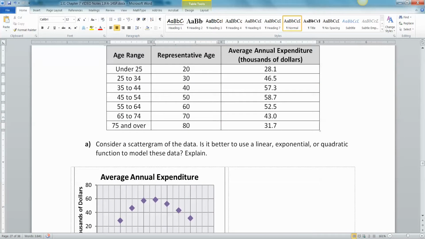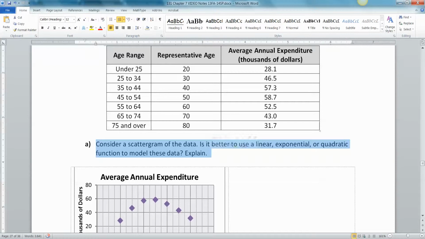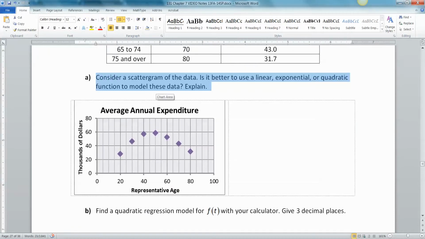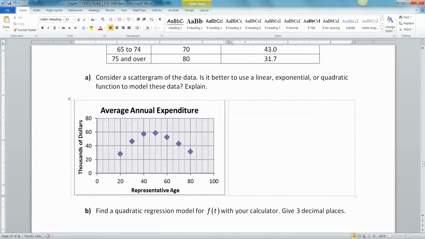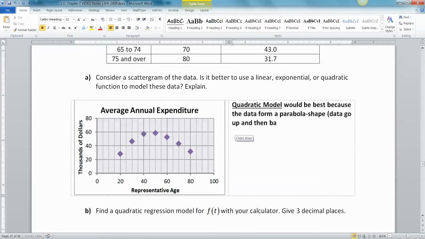All right, so let's consider a scattergram of the data. Is it best to use a linear, exponential, or quadratic function to model these data? Explain. Well, there's the scattergram, and so rather obviously a quadratic would be best, because the data form a parabola shape. In other words, the data go up and then back down. Now, not all quadratic models will actually follow that pattern, but if they do follow that pattern where it goes up and back down like this, then you better use a quadratic model.